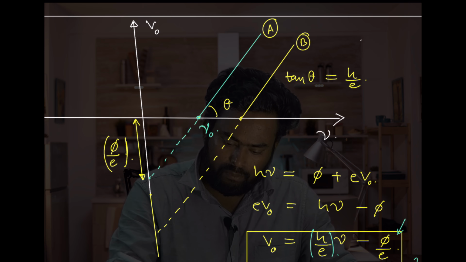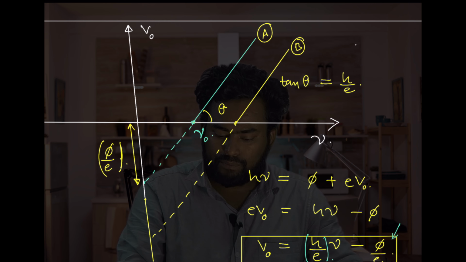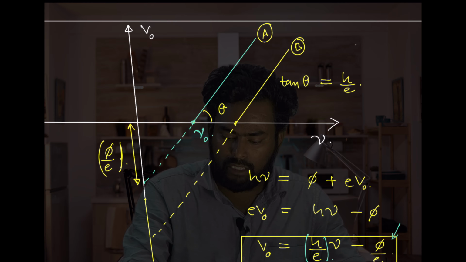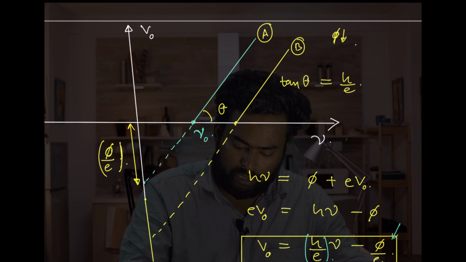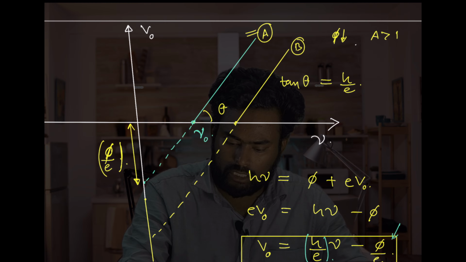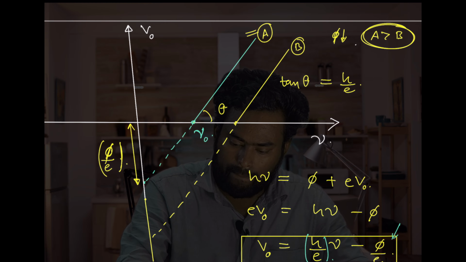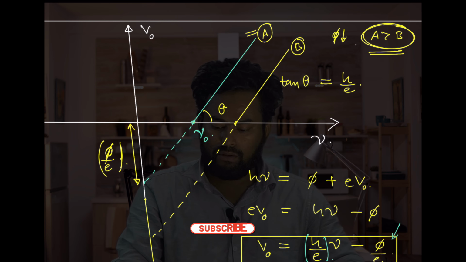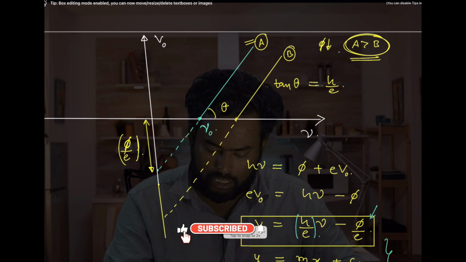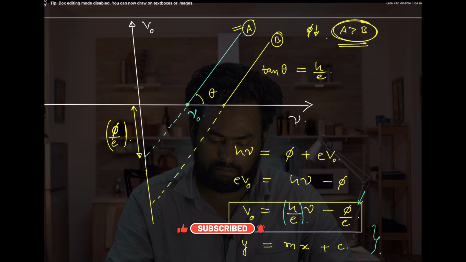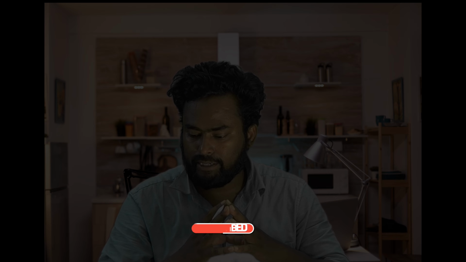So tell me which metal is more photosensitive? More photosensitive means work function will be less. Photosensitive more, work function less. Which one has less work function? A. So A is more photosensitive as compared to B. Okay. So this is the discussion regarding the photoelectric effect.